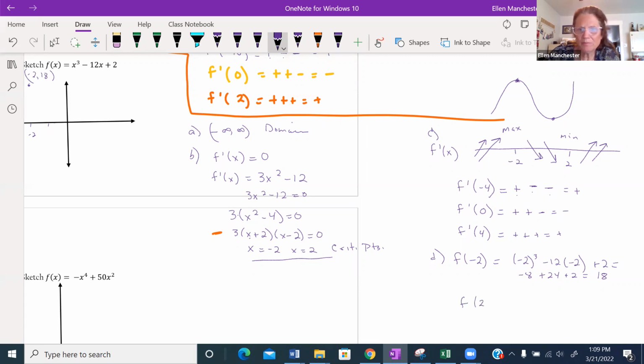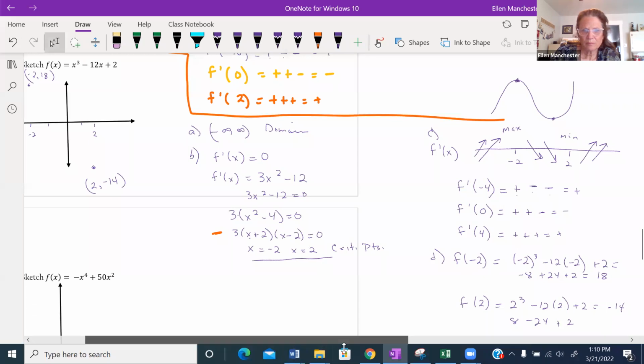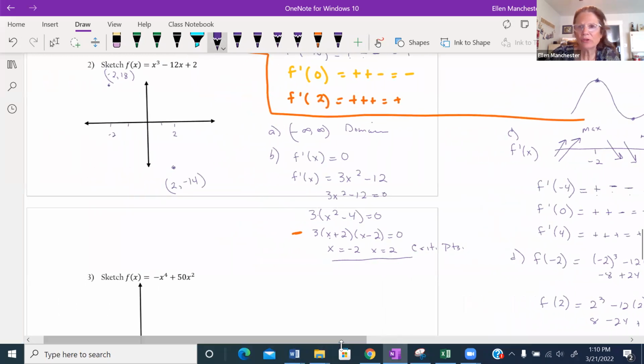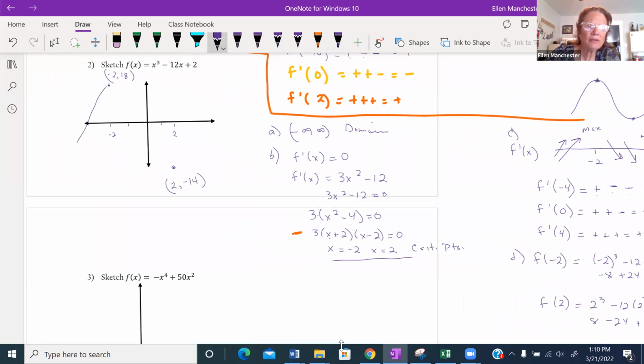And then my minimum is at +2. So we have 8 minus 24 is -16, plus 2 is -14. So at +2, I have a minimum at 2, -14. Okay, so again, looking at my graph, it's an increasing slope, it hits my maximum, then it's a decreasing slope, it hits my minimum, and then it starts going up again.